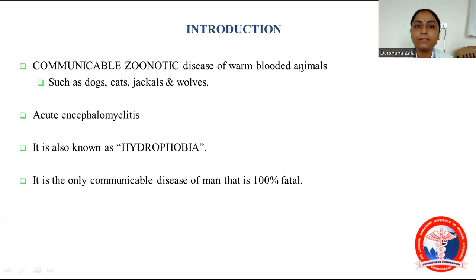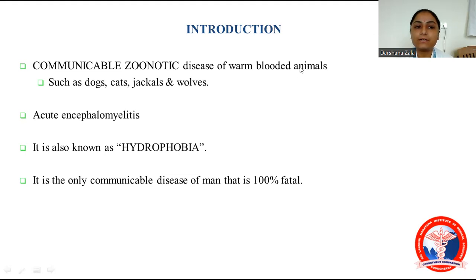It is a communicable zoonotic disease of warm-blooded animals. Zoonotic disease means a disease which is transmitted from animals to men, such as brucellosis, in which the disease is transmitted from cattle. Here in rabies, the disease is transmitted from animals like dogs, cats, jackals, and wolves. The majority of infections are reported because of dog bites, in 95% of cases. The other 5% of cases are reported because of cats, jackals, and wolves.